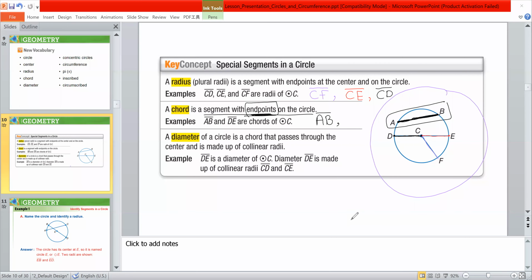Can you give me another chord? BD is a chord, but it's not drawn. If you draw a line between B and D, it's a chord. So BD is a chord, but it is not drawn in the circle. We have another chord. I see DE, mister. Yes, it's DE. So we have two chords in the circle C.